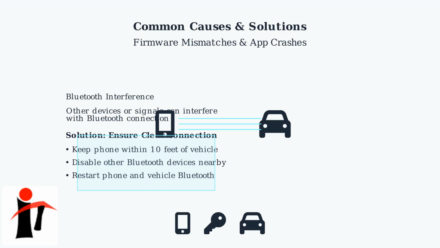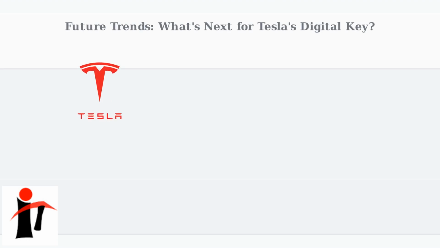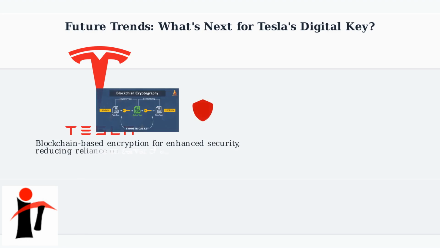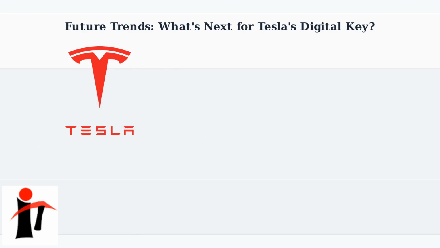and vehicle if needed. Looking ahead, Tesla is innovating the future of digital keys with advanced technologies that promise greater security and reliability. Tesla aims to enhance phone key security with blockchain-based encryption, potentially reducing server-dependent checks and making the system more decentralized and secure.